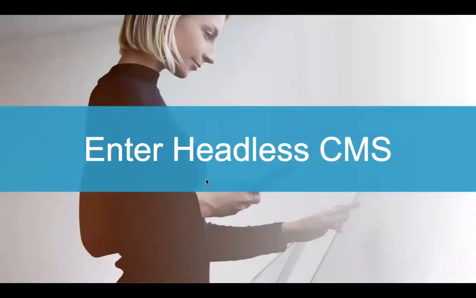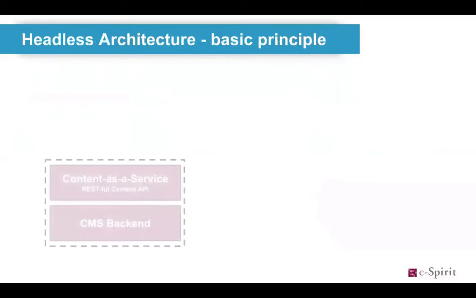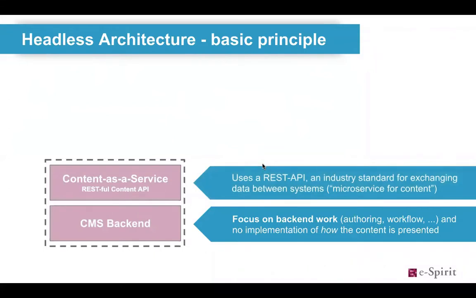That is exactly where Headless CMS comes into play. And here's what it does. The basic principle is super simple. Again, we have the CMS backend where the preview happens, where the business users work. And the second component here, most manufacturers or vendors call that content as a service, or CaaS. That is a microservice for content. So it is an interface that can deliver content fragments to any other machine, to any other system that's asking for content fragments. So technically speaking, it's a RESTful content API. It's an industry standard for exchanging data between systems.